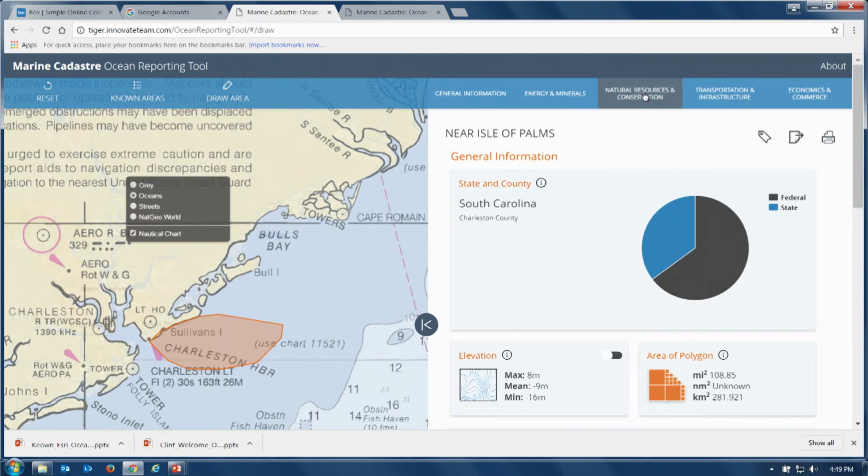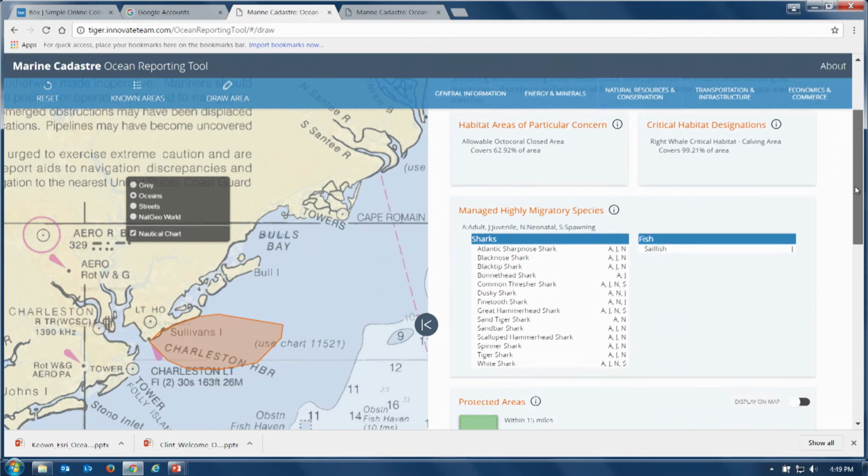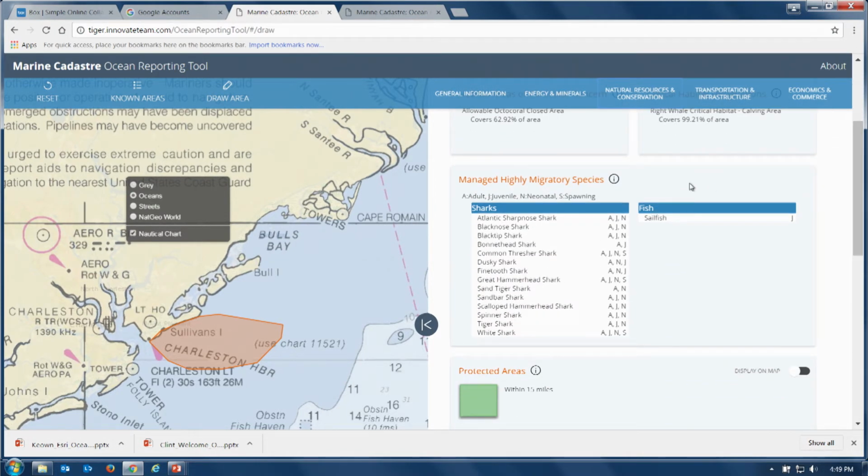And let's say we're interested in natural resources. So within this area, it's telling you that there are highly migratory species, mostly sharks, but there are sailfish in the area too, some pelagic fish. And it's telling you that there are protected areas, and you can actually turn on some of these areas to see where they are in relation to your polygon. These are the protected areas within 15 miles. This is the Cape Romain National Wildlife Refuge.